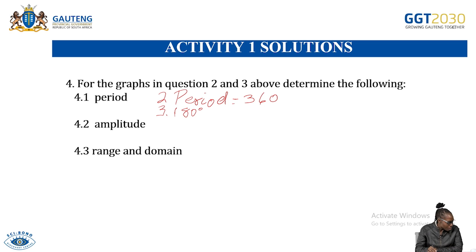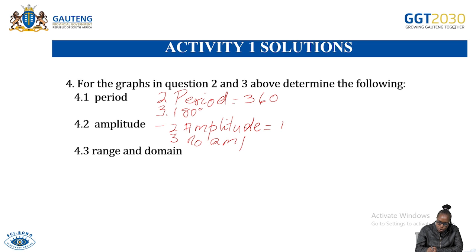And what will be the amplitude for the tan graph? We don't have the amplitude because the graph is moving from the negative infinity till the positive infinity. So for number two, I have 1 as my amplitude. Amplitude is 1 for the first graph at number 2. But for number three, my amplitude is not there. It moves positive infinity till negative infinity. It's touching all the real numbers up and down. So there is no amplitude.